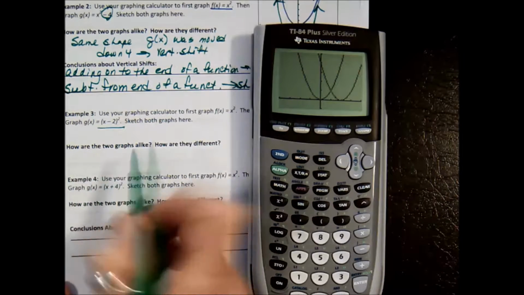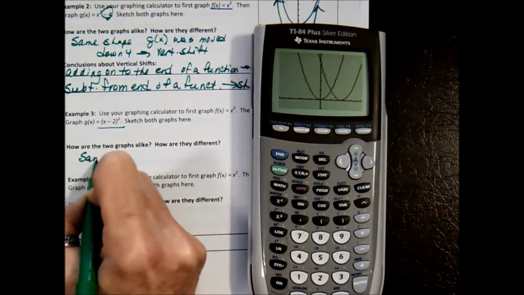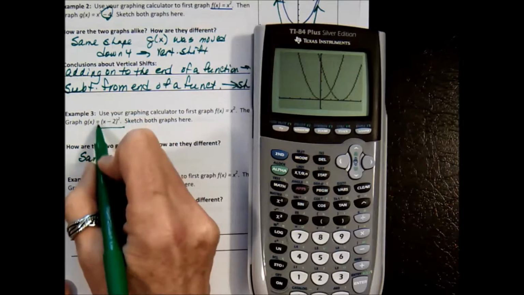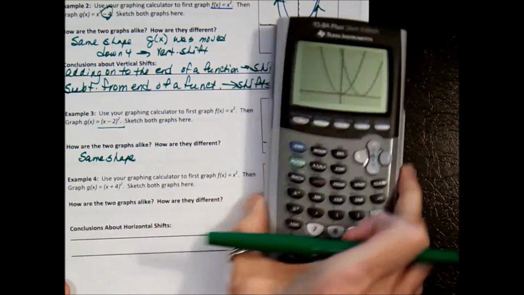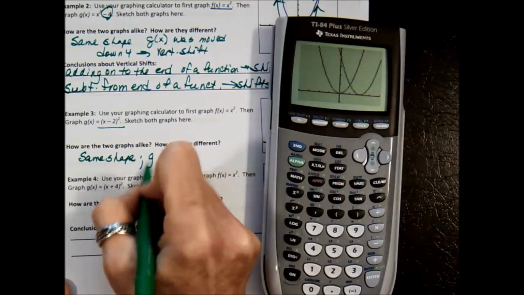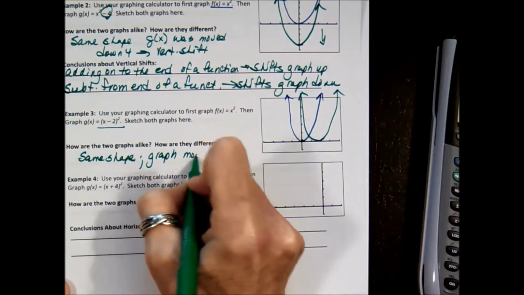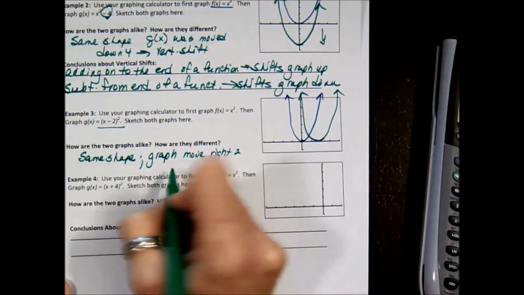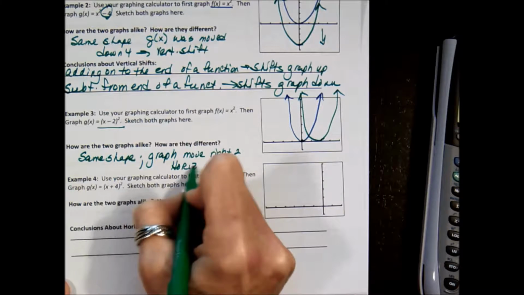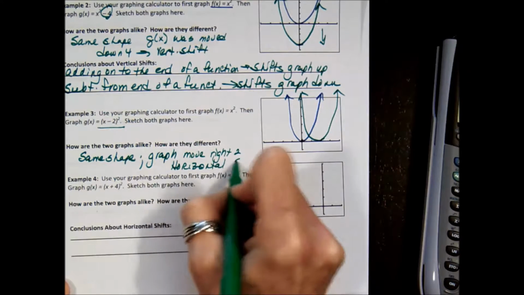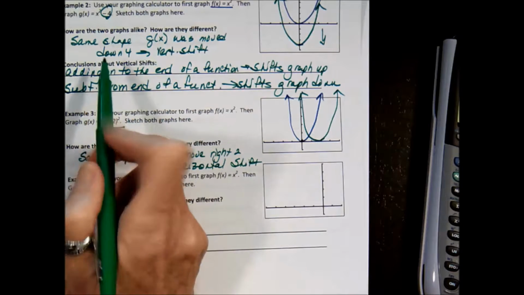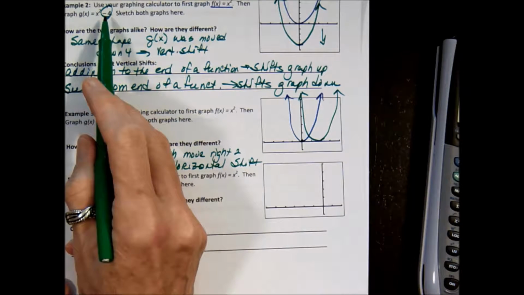So how are the two graphs alike? Once again, they are the same shape, but subtracting inside of the function made my graph move to the right 2, and that is called a horizontal shift. And the horizontal shift occurs inside the function, not at the end like our other one did. So you see the difference?